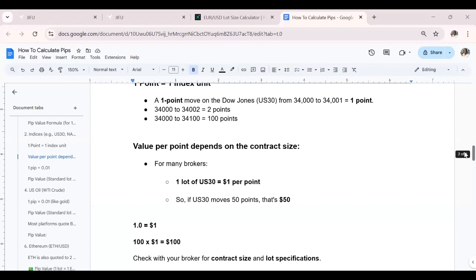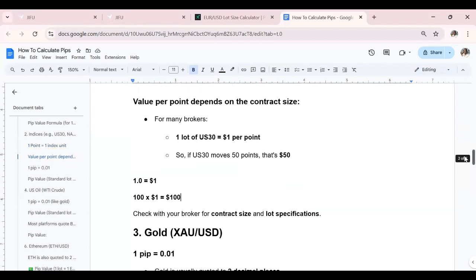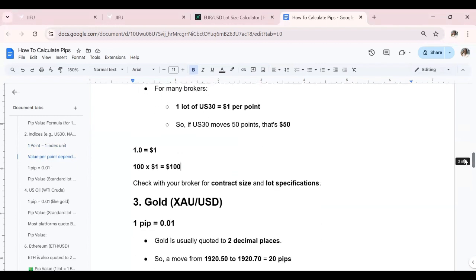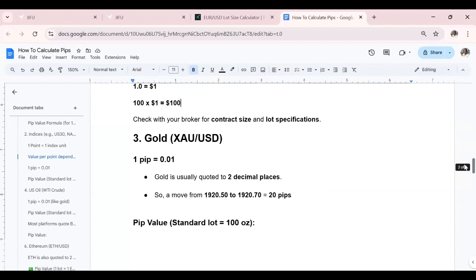So it's also important to confirm how each broker represents their own movements. So the next one is gold. The same thing for US 30 applies for NASDAQ and then SPX 500, or S&P 500, however, or US 500. So now gold is usually represented on live quotes by two decimal places.